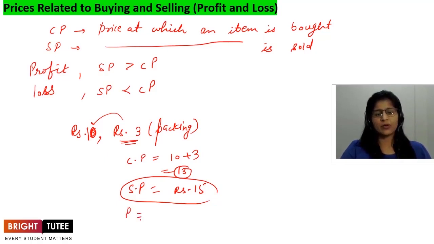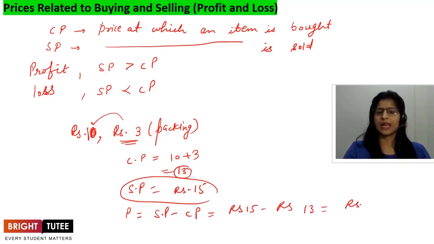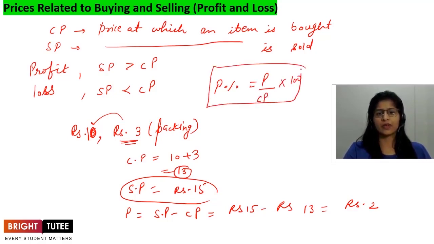So how do we calculate profit? Selling price minus cost price, so rupees 15 minus rupees 13. I'm just giving you a very simple example to know what profit and loss is. You are already familiar with it. And how do we calculate profit percent? Profit percent, P%, is profit upon cost price, CP, into 100. Profit is always on cost price. This is the formula for profit percent, and for loss percent we just replace P with L, right?